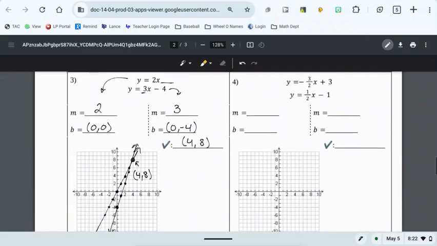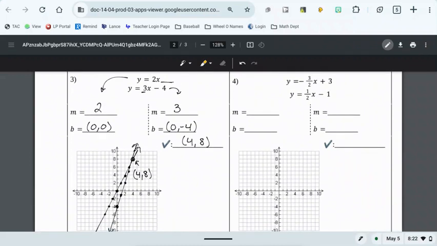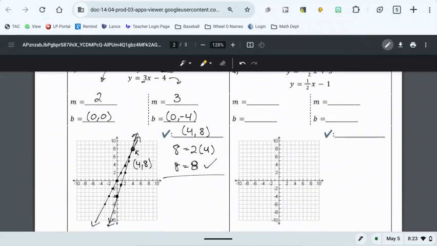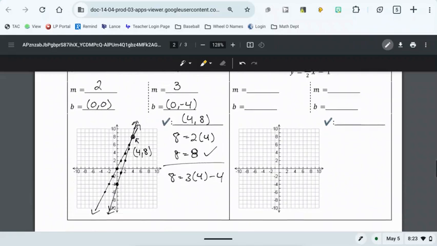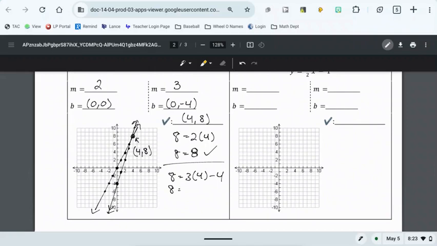And now we're going to check. So we go up to the first equation. It's y equals 2x, or 8 equals 2 times 4. That one checks out. The next one is y equals 3x minus 4, or 8 equals 3 times 4, and then minus 4. This gives us 12 minus 4, which equals 8. So that checks out.